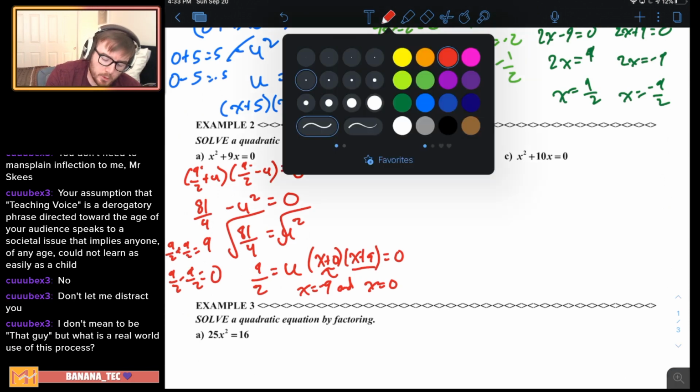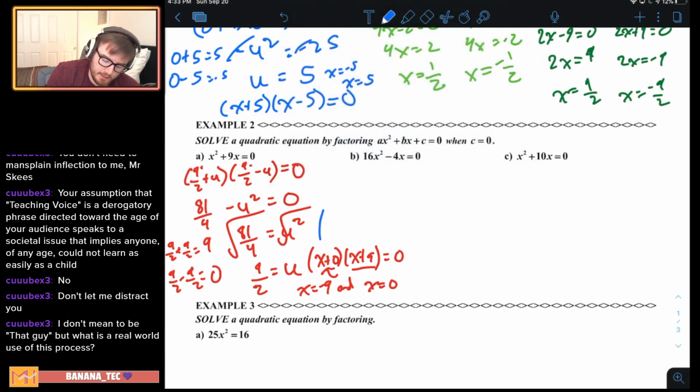I want to write this a little differently here. It's x times x plus 9, right? I don't need to write plus 0, right? Plus 0 means nothing. I will answer your question in a second. So plus 0 means nothing in this situation. x times x plus 9. So I'm just going to write x.